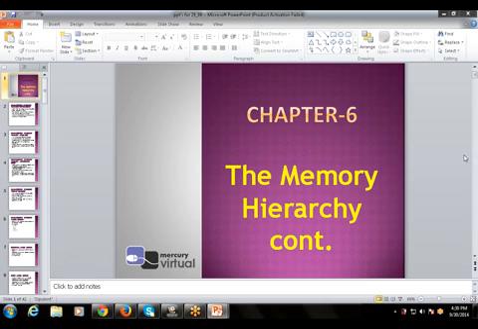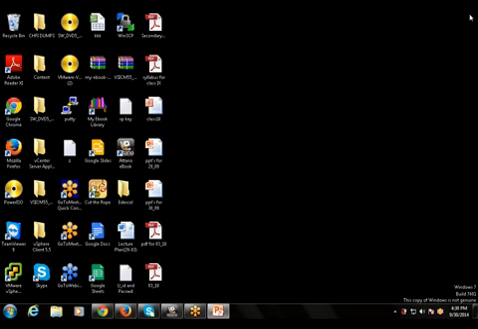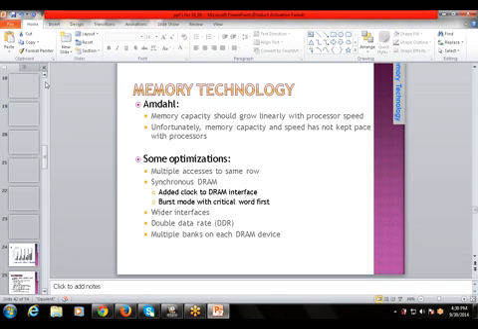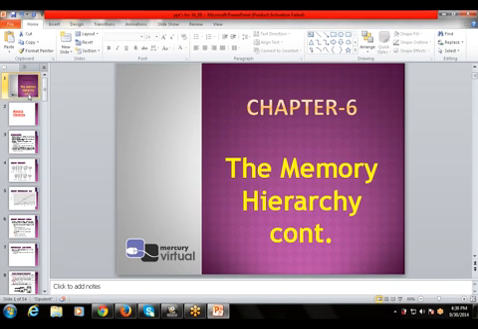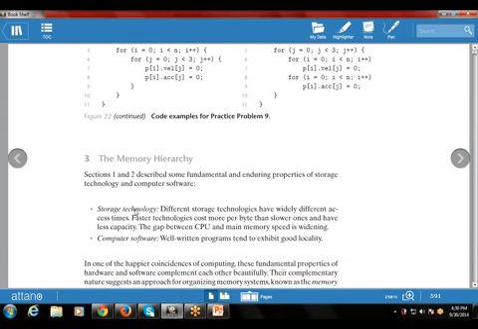Now I'm going to start with a new topic, the memory hierarchy, and that is the most important topic, because the name of the topic is also the memory hierarchy, and the topic we are going to study is also the memory hierarchy. So this is your memory hierarchy.